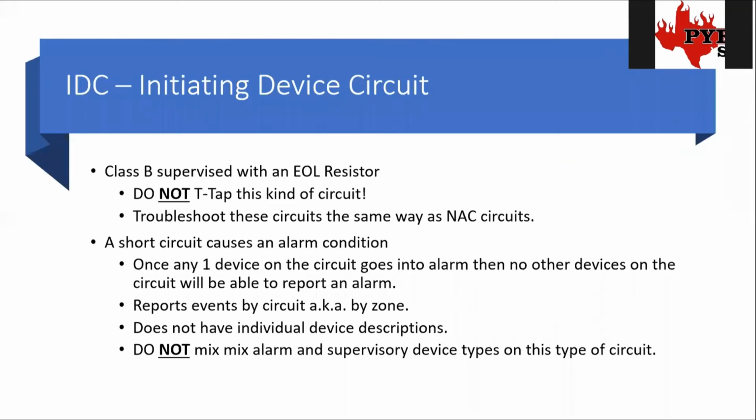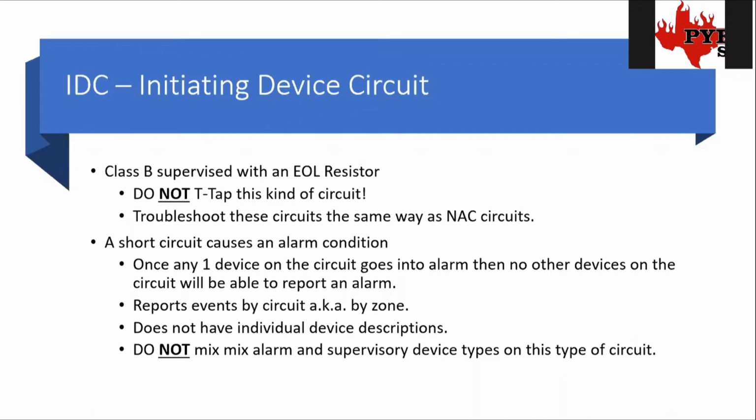So one of the ways that we still use these IDC circuits today is when we monitor our sprinkler devices. We'll use the common and normally open terminals, and then when that water is flowing, it pushes a switch that then closes those terminals, causing a short circuit, and that gives us the alarm of the water flow device.